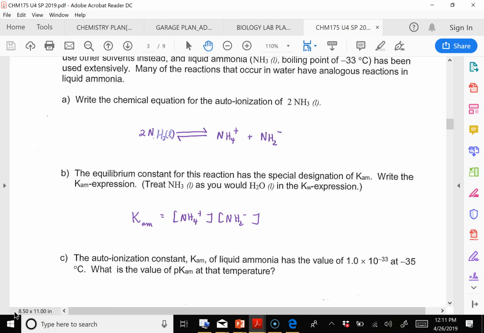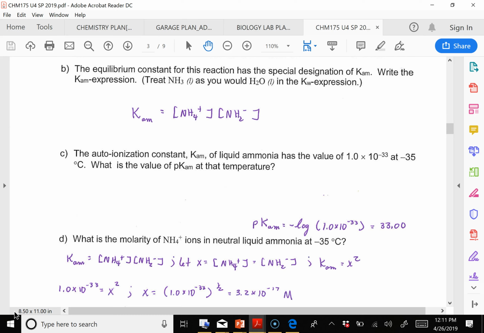Then the next question: if we're going to write the Kam, that being the ionization of ammonia, remember the equilibrium constant expression is the molar concentration of products, raised to their stoichiometric coefficients, divided by the molar concentration of the reactant. But the reactant is a liquid, so it doesn't show up. That would be a Kw expression; this is a Kam expression.